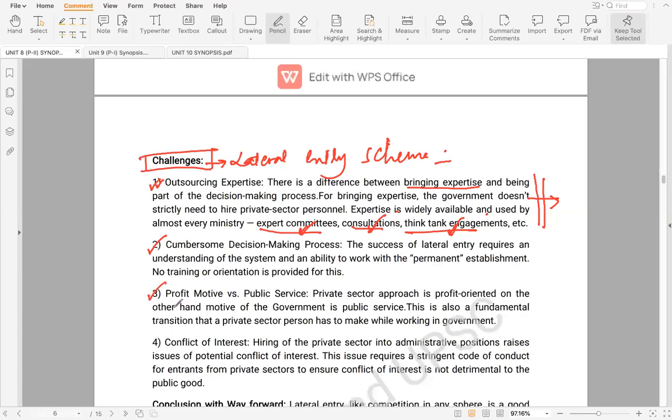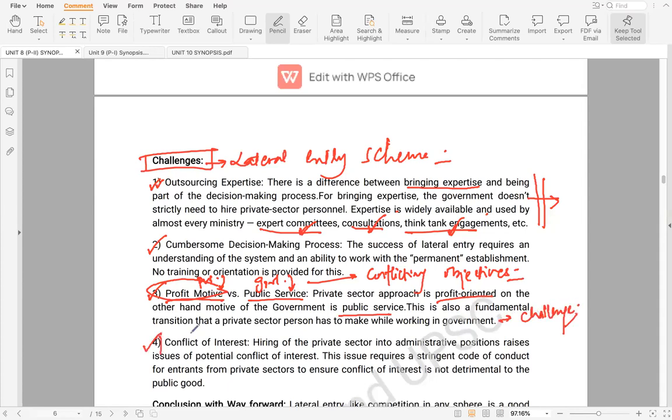Thirdly, profit motive versus public service. You know that the basic ethos of private sector is profit maximization, whereas the basic ethos of the government sector is to serve the public or ensure the welfare of the public. These are conflicting objectives for the two sectors. So whenever a private sector member comes in, their objective would be profit motive only. So private sector approach is profit oriented. On the other hand, motive of the government is public service. This is also a fundamental transition that a private sector person has to make while working in the government, and it might come in as a challenge or an obstacle, right?